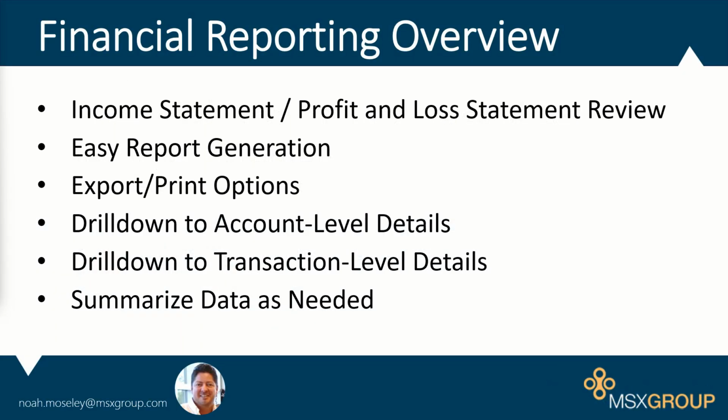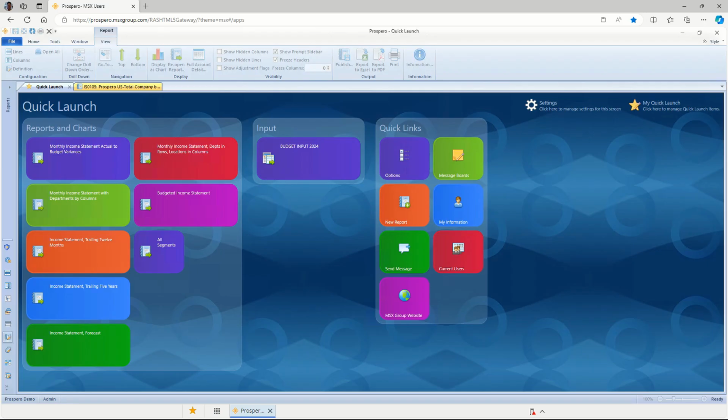So a lot of different topics we'll look at for this financial reporting overview. I'm going to use an income statement and profit and loss statement as an example, just to show you how easy it is to generate reports, how easy it is to export and print, drill down to account level details, drill down to transaction level details, and summarize any of the data from your chart of accounts that you need to from Acumatica. All right, let me jump over to the application with you.